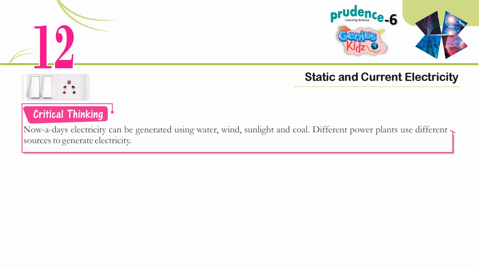Critical thinking. Nowadays, electricity can be generated using water, wind, sunlight, and coal. Different power plants use different sources to generate electricity.